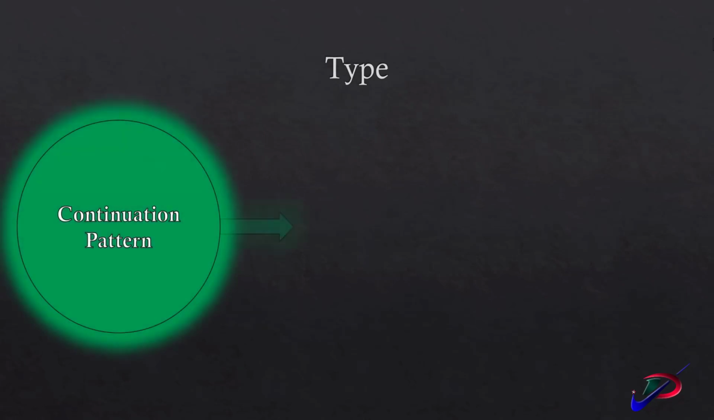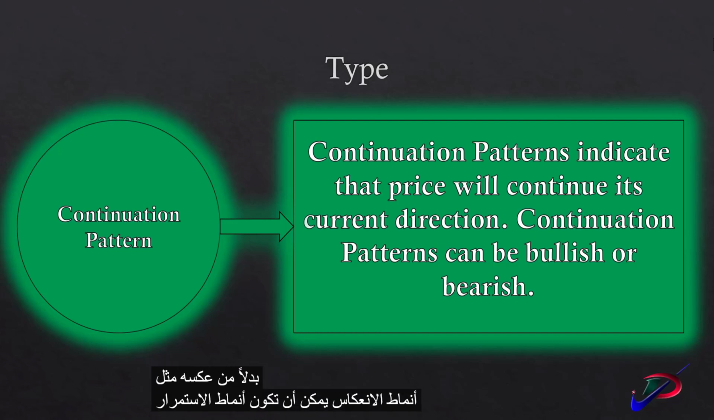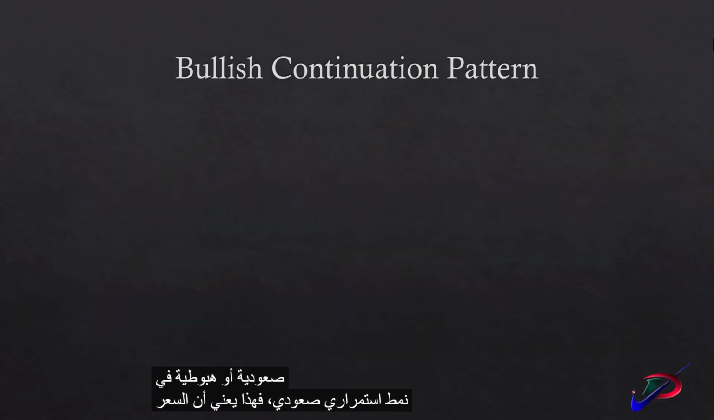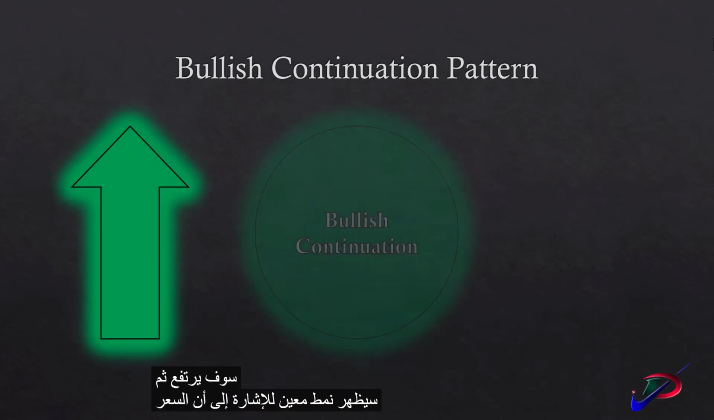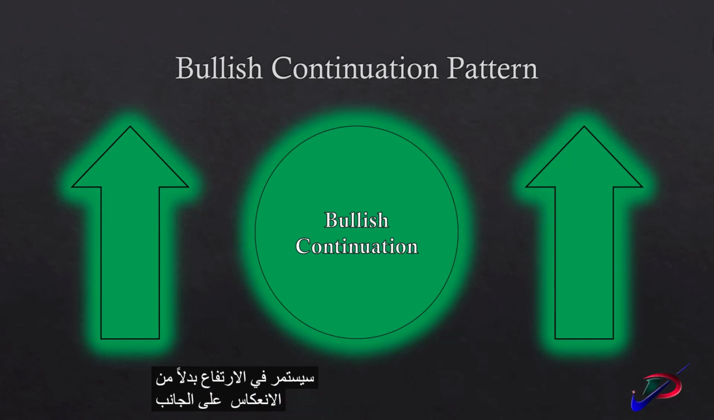Continuation patterns indicate that price will continue to go in its current direction. Like the name suggests, the continuation pattern states that price will continue its current trajectory instead of reversing it. Like reversal patterns, continuation patterns can be bullish or bearish. In a bullish continuation pattern, it means that price will be going up, and then a specific pattern will appear to signal that price will continue to go up instead of reversing to the downside.